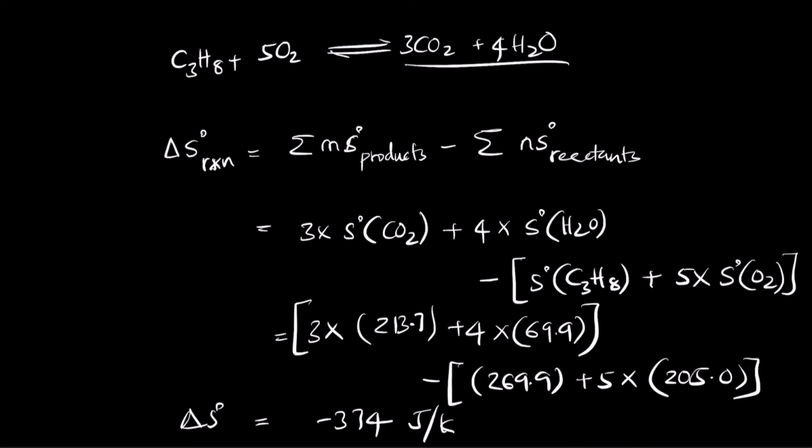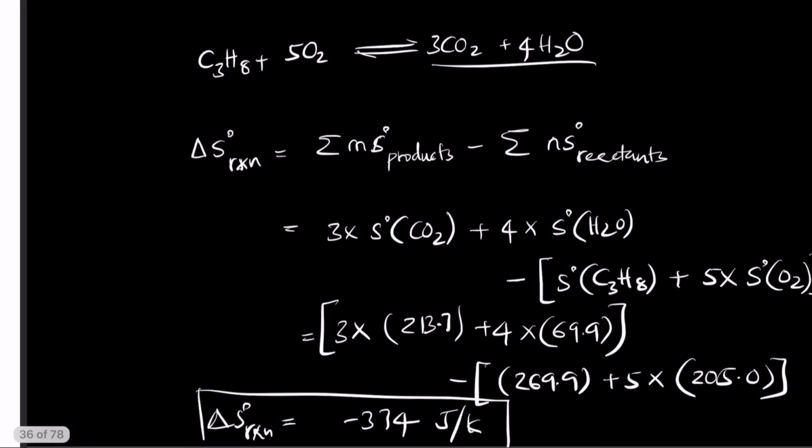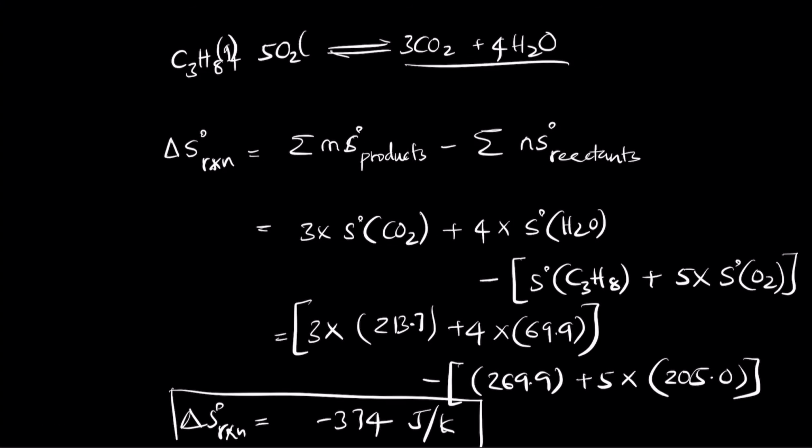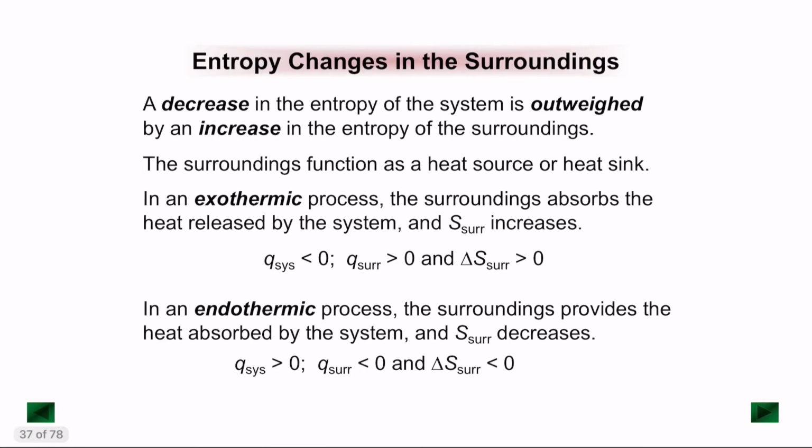So delta S of the reaction. Notice that the delta S of the reaction is negative. The main reason here is because we have two gases converting into one gas and one liquid. So notice that we are reducing the amount of gas as well as converting a phase change, which means that there is a resultant decrease in the number of microstates possible. So there is a decrease in the total entropy. So delta S is going to be negative.